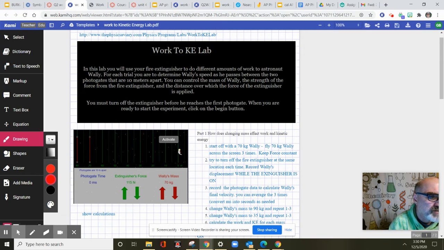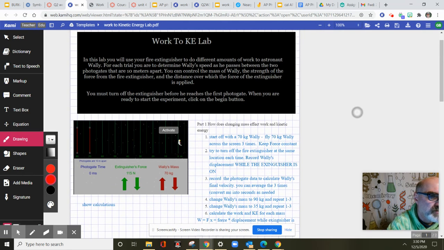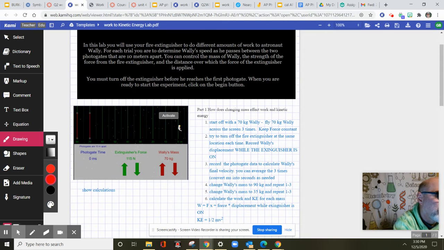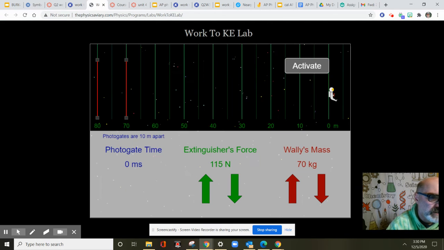In this lab, you'll use your fire extinguisher to do different amounts of work to astronaut Wally for each Charlie to determine Wally's speed as he passes between the two photo gates that are 10 meters apart. You can control the mass of Wally, and so on. We're over here. We're going to click begin.